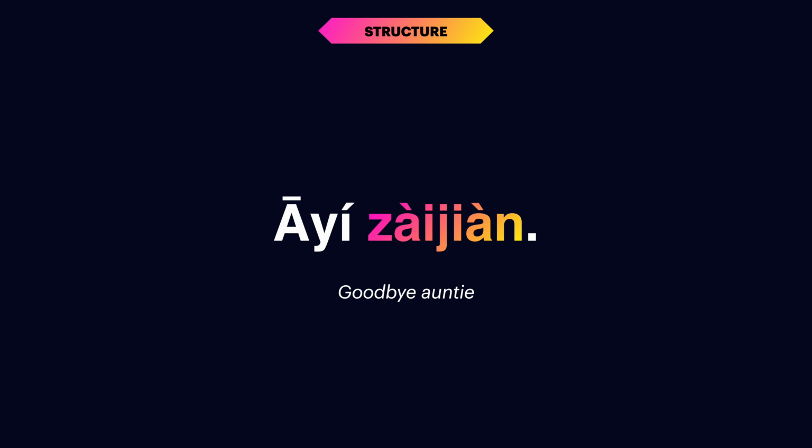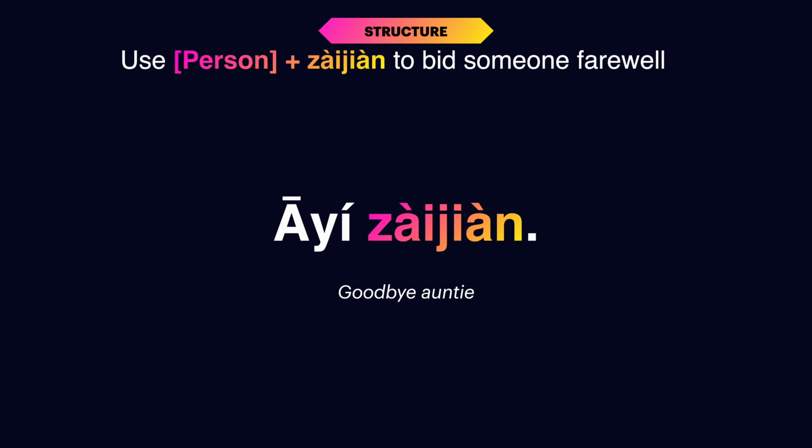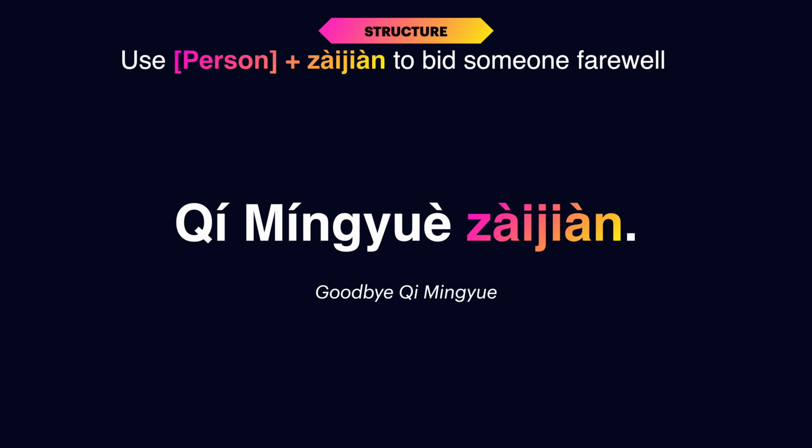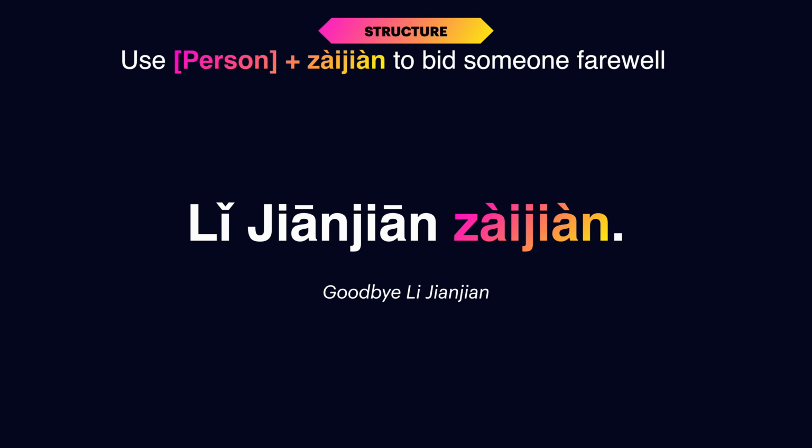Now pay attention to the sentence structure. 阿姨 is a person, and if you add 再见 after the person, you can bid them farewell. 阿姨再见. Goodbye, auntie. So as shown above on the slide, we can summarize the structure as person plus 再见. That can be used to bid someone farewell. For example, 齐明月再见 would mean goodbye, 齐明月. And 李尖尖再见 would mean goodbye, 李尖尖, etc.